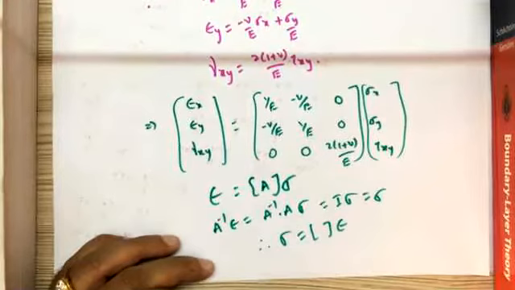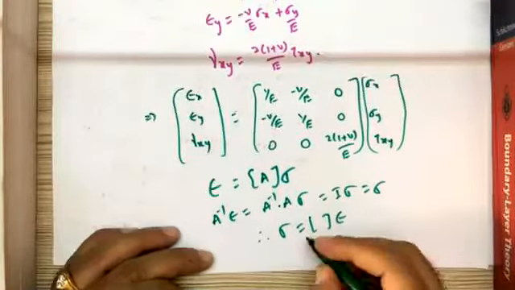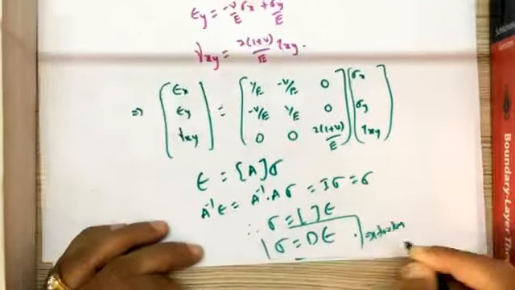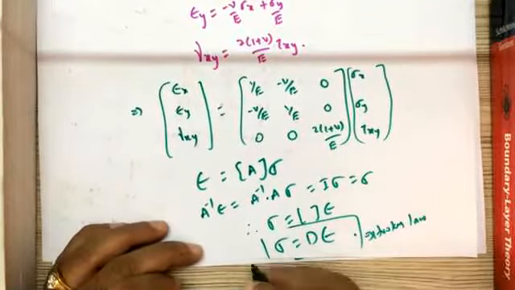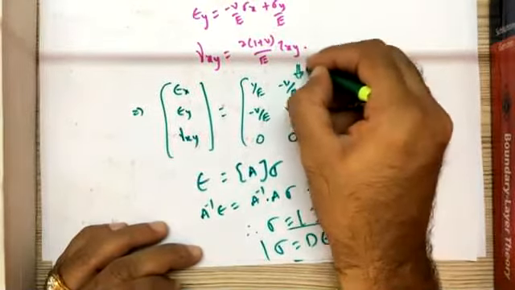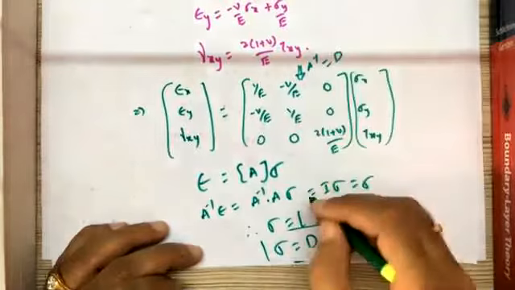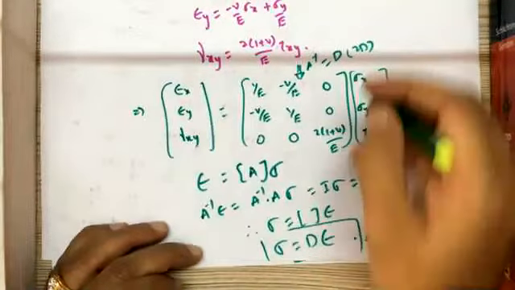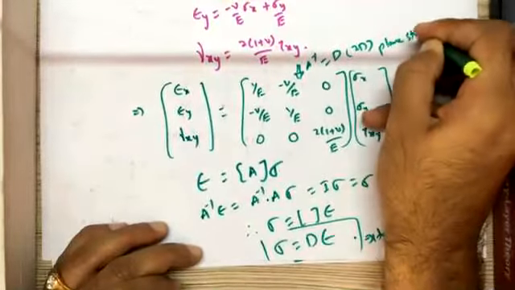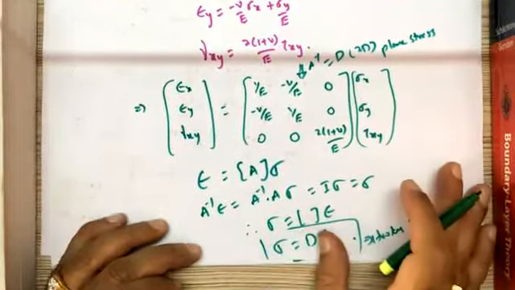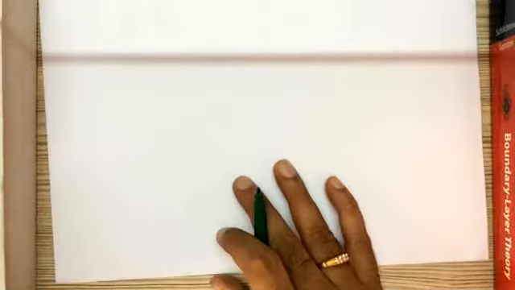So now this is in the form sigma is equal to D into epsilon, which is according to Hooke's law, right? So now I want to calculate this A inverse, so that would be my D matrix, the constitutive matrix in 2 dimensions, in particular for plane stress. Okay, so now I want this inverse. So let us calculate the A inverse.